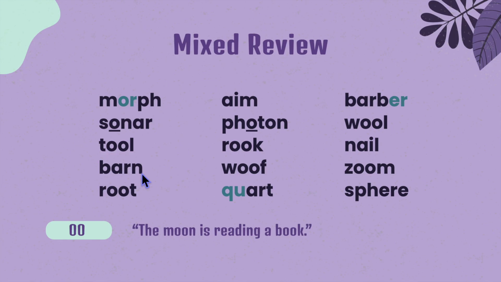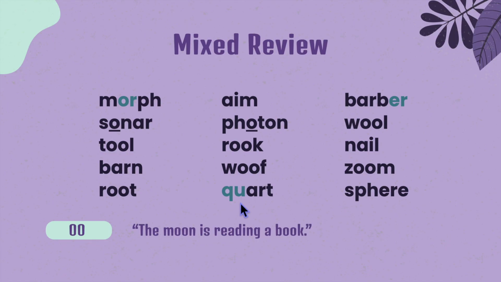Tool. AR followed by a consonant uses the R sound. Barn. Root. Aim. Photon. Rook. I don't recognize that word, so I will try the other sound. Rook. A rook is a piece in the game of chess. Woof. I don't recognize that, so we'll try the other sound. Woof. Woof is the sound a dog makes when it barks.